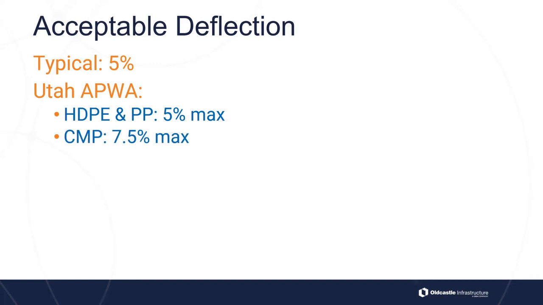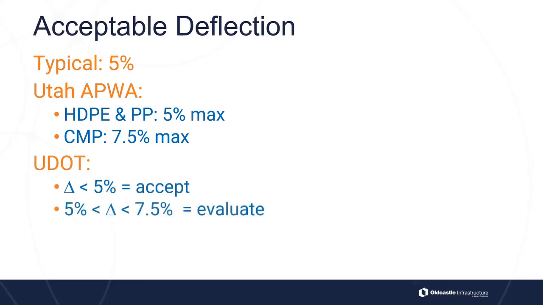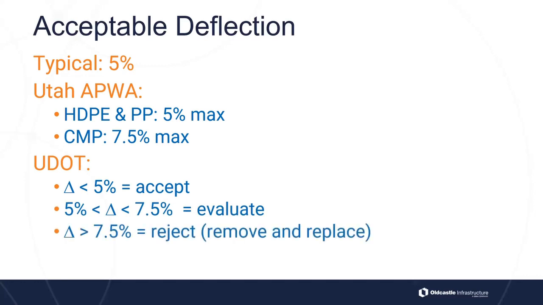So if you have a 24-inch pipe, 5% deflection would be 1.2 inches of deflection. So the change in the internal diameter would be 1.2 inches on a 24-inch pipe. For CMP, it would be about 1.8 inches on a 24-inch pipe. Now, UDOT, the Department of Transportation here in Utah, say that any deflection less than 5% is acceptable. Anything between 5 and 7.5% you should evaluate, and anything over 7.5% you should reject or remove and replace.